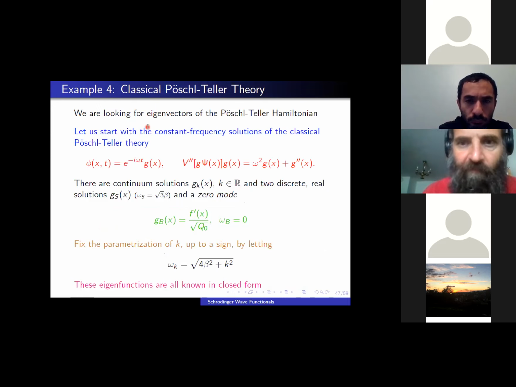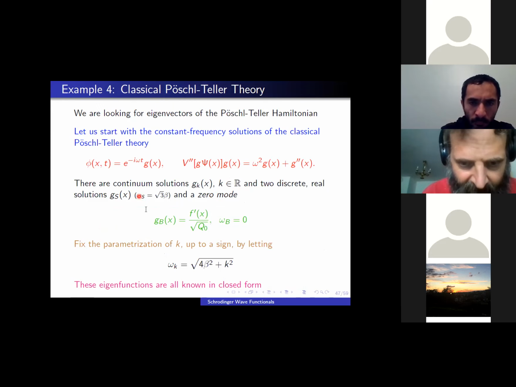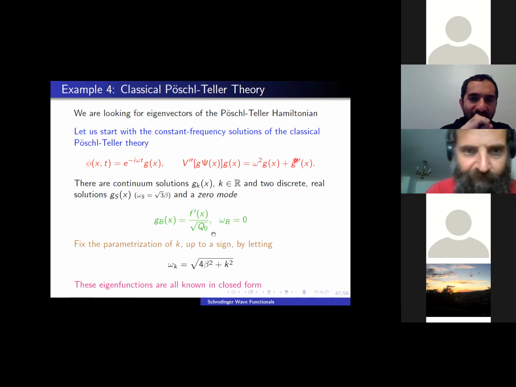Well, before solving it quantum mechanically, let's solve it classically. So classically, this is just a Sturm-Liouville system. It's got continuum modes corresponding to every real number, and it's got 2 discrete modes. One is a 0 mode, given by this formula, where f is the kink solution, and another discrete mode called the shape mode. There's a simple formula for these frequencies. So classically, the solutions are just these different GKs together with the GS and GB.